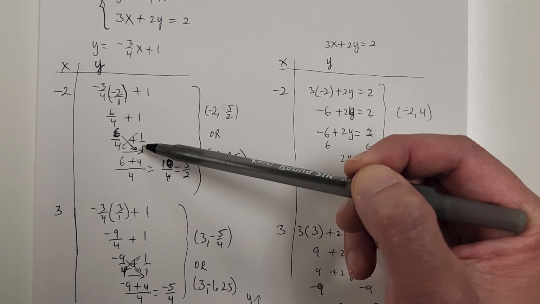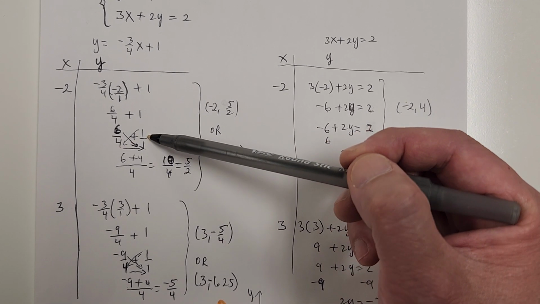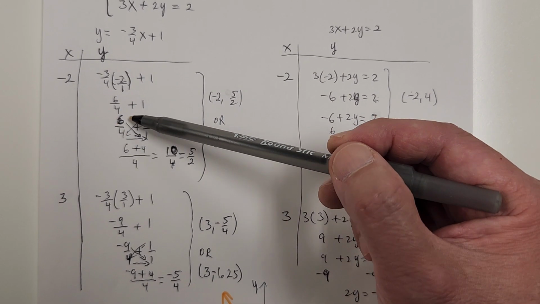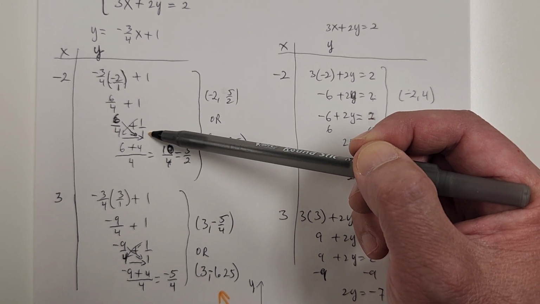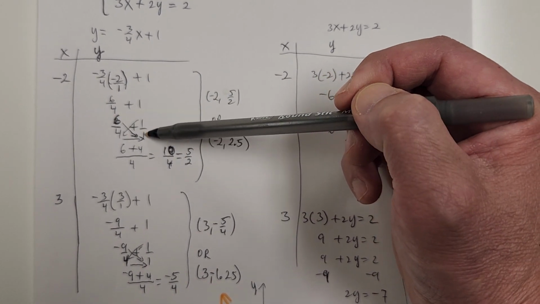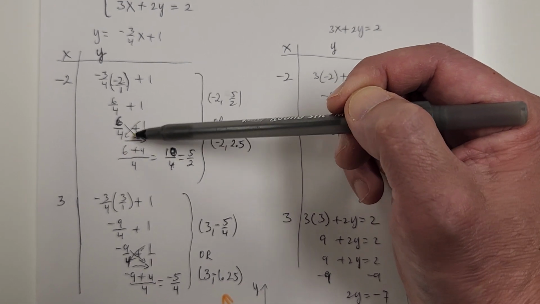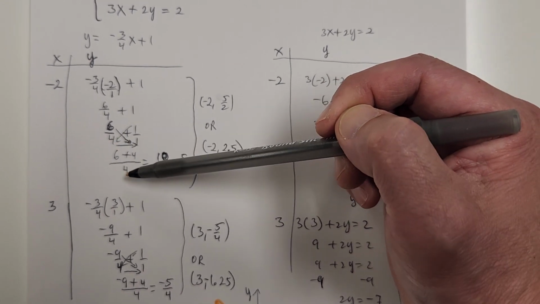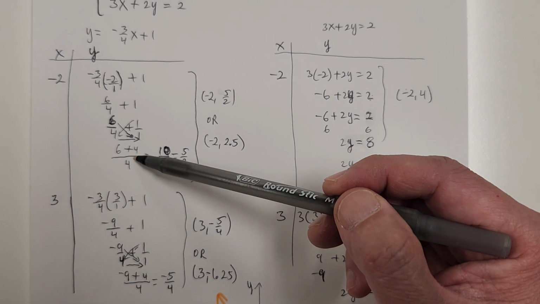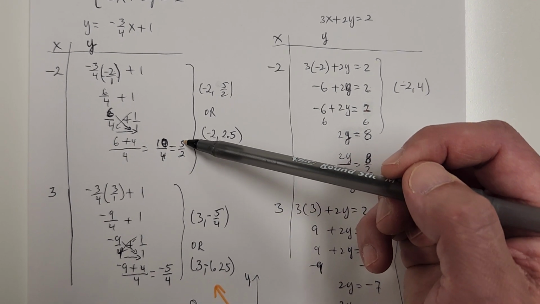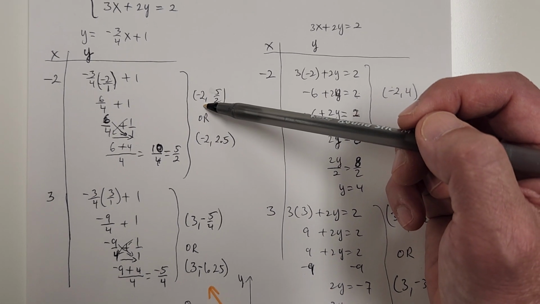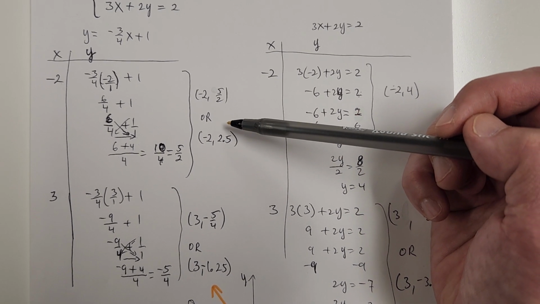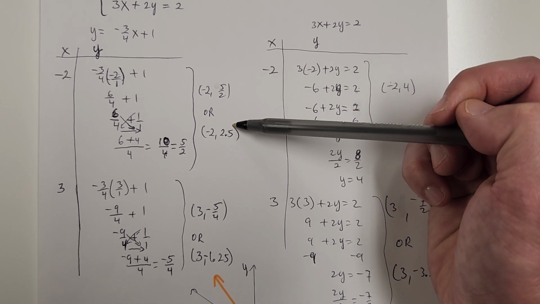Now add and subtract fractions with different denominators. Be very careful. You only do this if you have different denominators. So cross multiply. 6 times 1 gives me 6. Don't forget the plus. 1 times 4 gives me 4. Under, multiply, so 4 times 1 gives me this 4. Add together, so I get 10 over 4. Reduce to 5 over 2. So my first point is -2 comma 5 over 2, or in decimal, -2 comma 2.5. That's our first point.